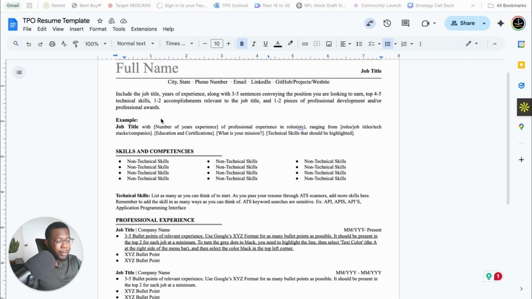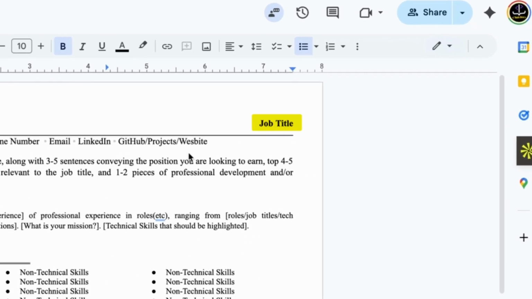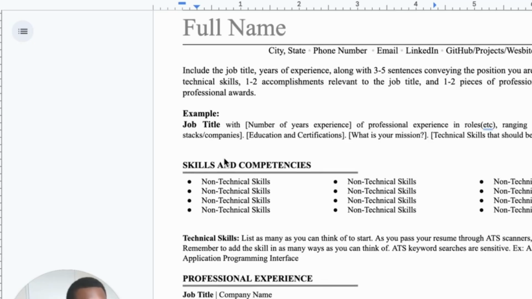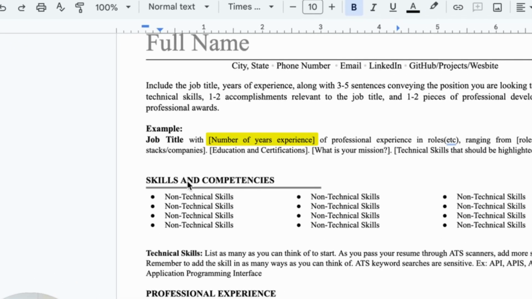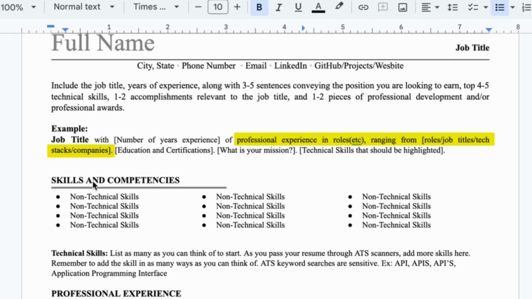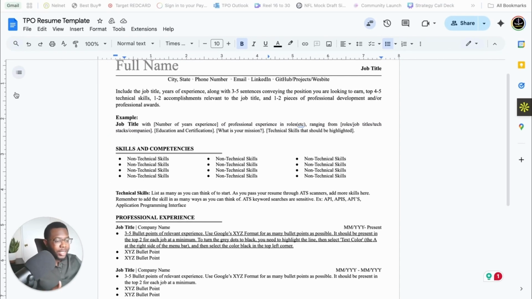So if I go into this example, you start with the job title, you make sure that it's bold. So essentially the job title should be bold at the top, bold in this summary section, so it stands out. You want to put the number of years of experience. You want to put the professional roles that you've had and the tech stack. So the summary would look something like this.